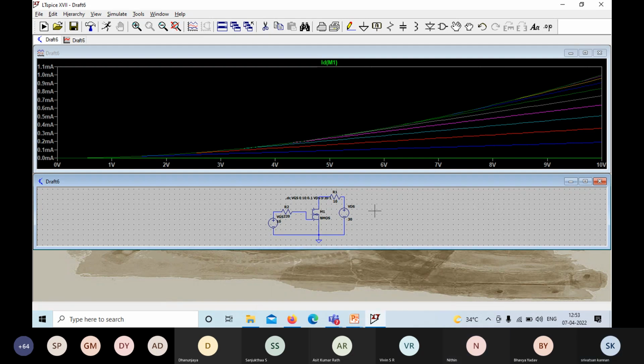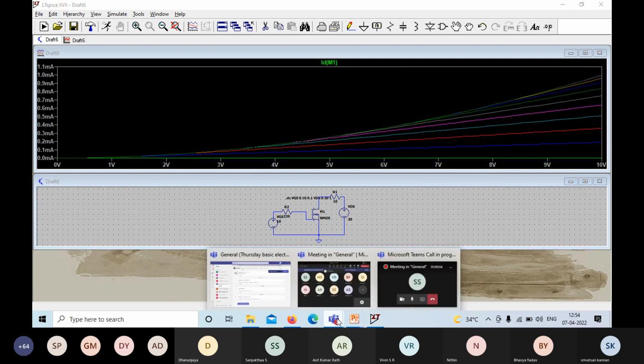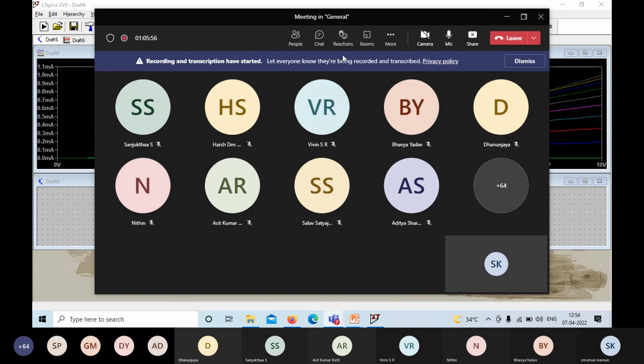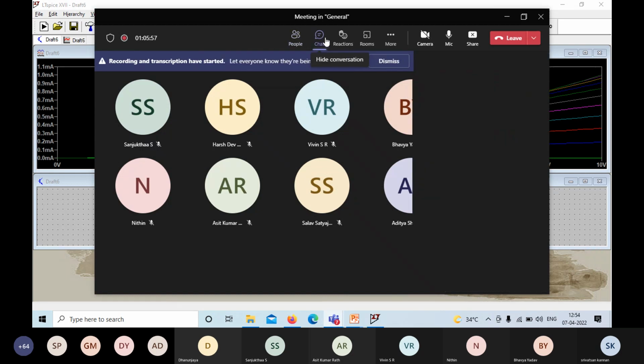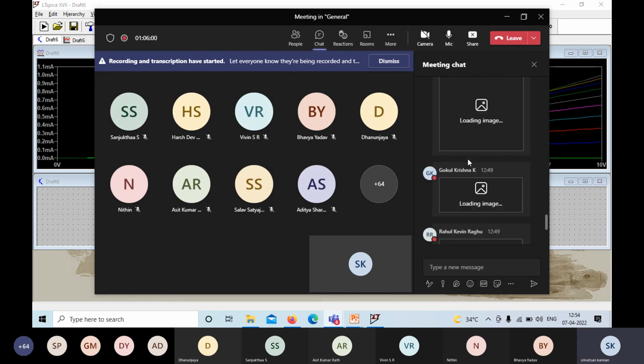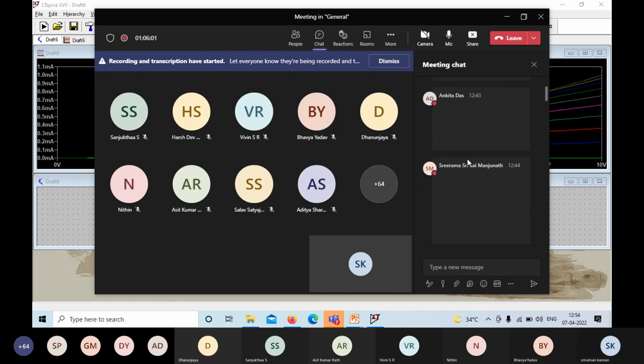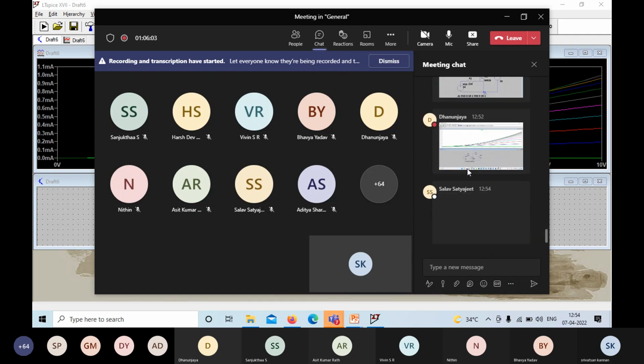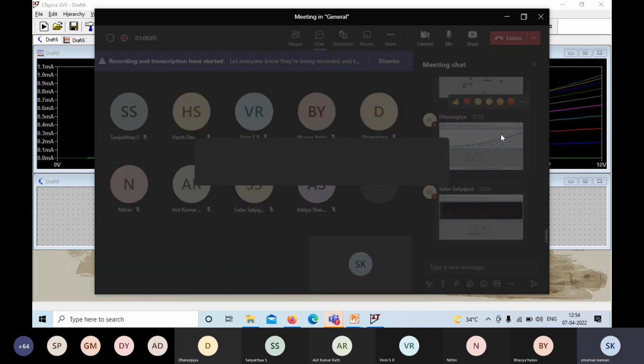Yes, sir. Sir, we can upload the snapshots in the chat box. Uploaded, sir. Naman Kumar, so many of you have uploaded. So this is transfer characteristics.